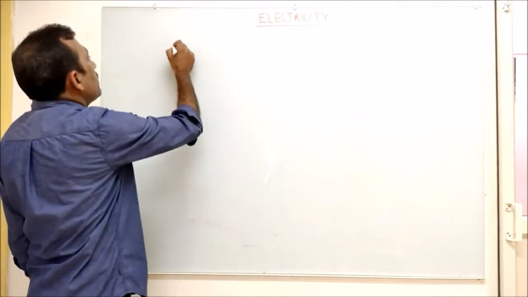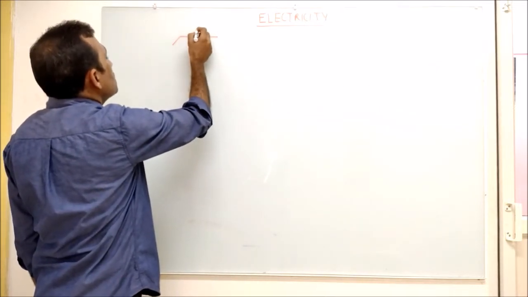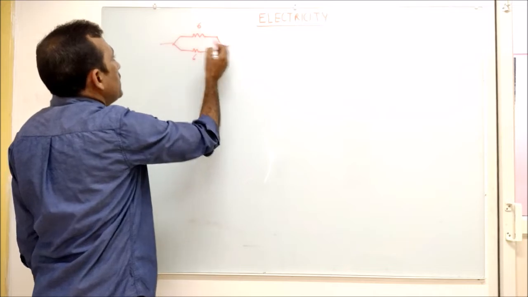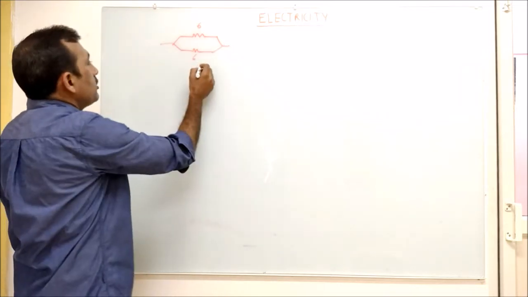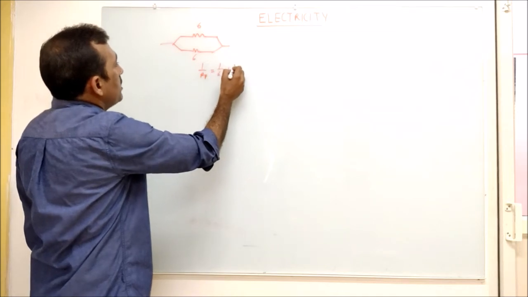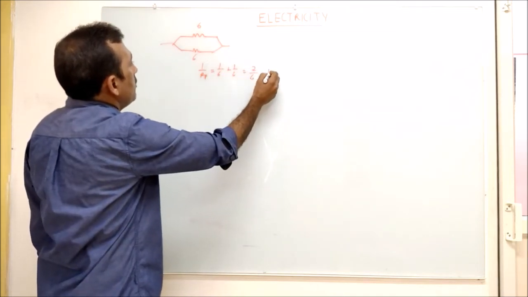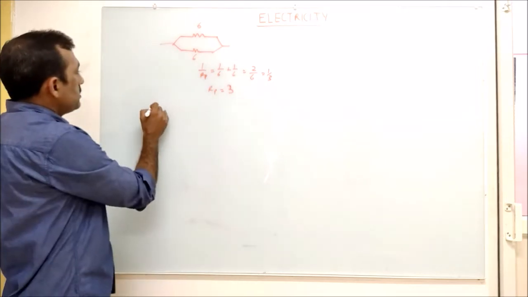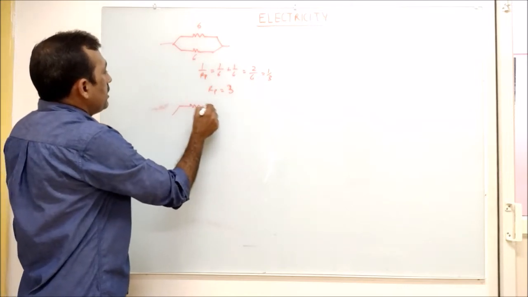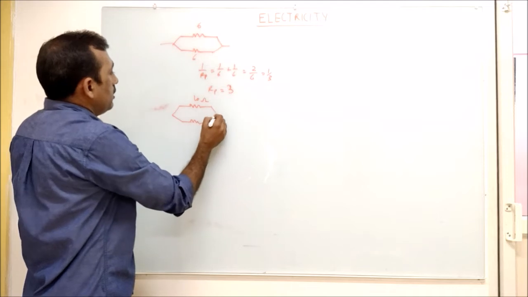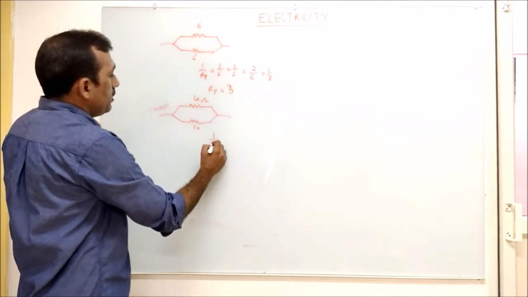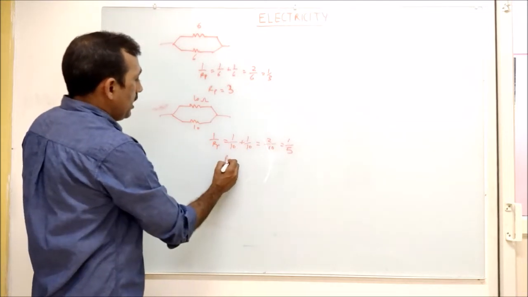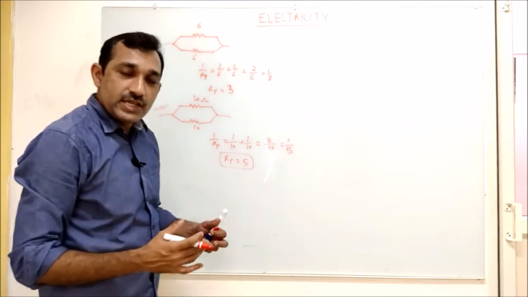Now one more thing. When two resistors, say 6 ohm and 6 ohm, are connected in parallel, what will be the total resistance? 1 by Rp equals 1 by 6 plus 1 by 6 equals 2 by 6 equals 1 by 3, so Rp equals 3. Suppose this number is changed and I am taking 10 ohms and 10 ohms. What is happening? 1 by Rp equals 1 by 10 plus 1 by 10 equals 2 by 10 equals 1 by 5, and Rp equals 5. What is happening?